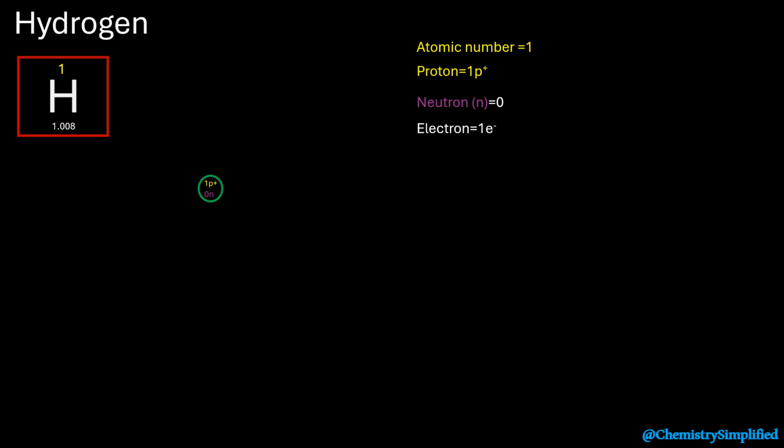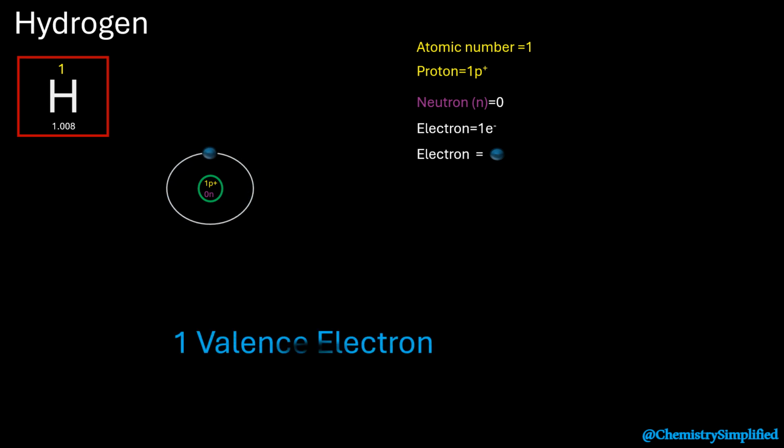Number of electrons is 1. And let's have a blue circle representing the number of electrons. So this is the first energy level. And on that energy level, we have only 1 electron because hydrogen only has 1 electron. So this electron represents the valence electron that is found in hydrogen.